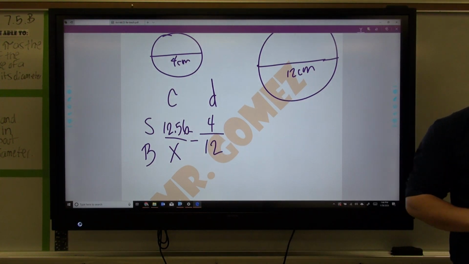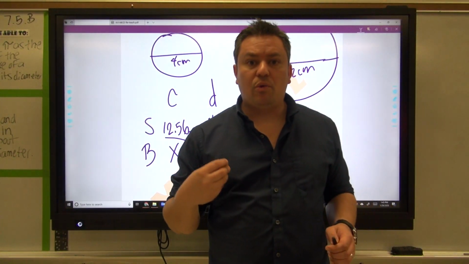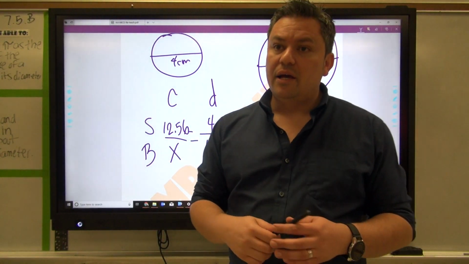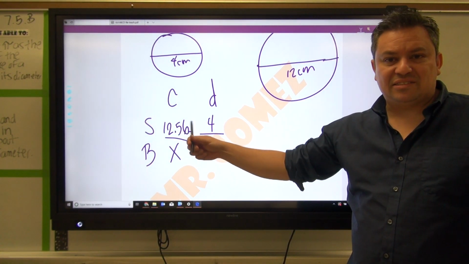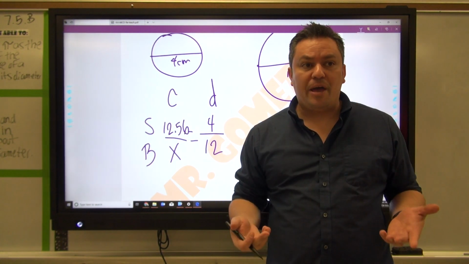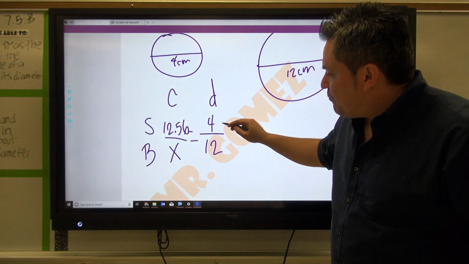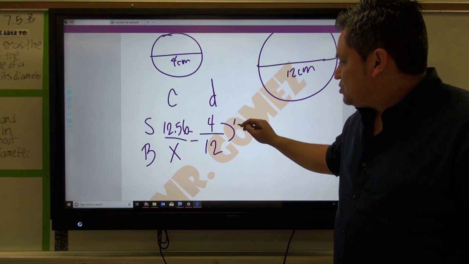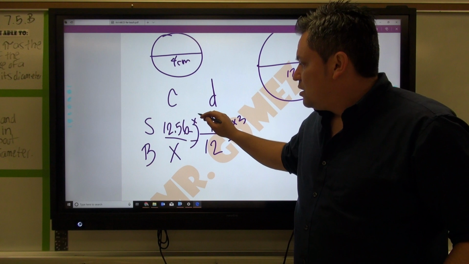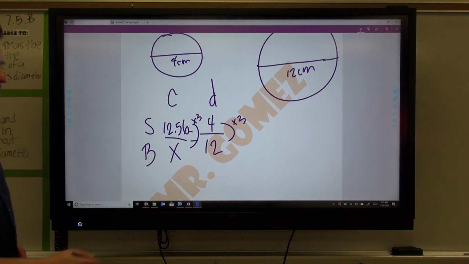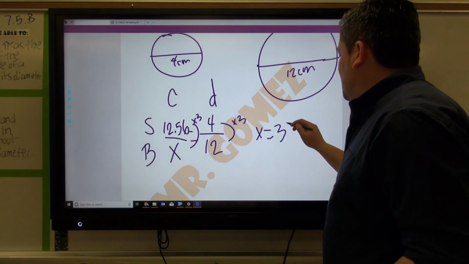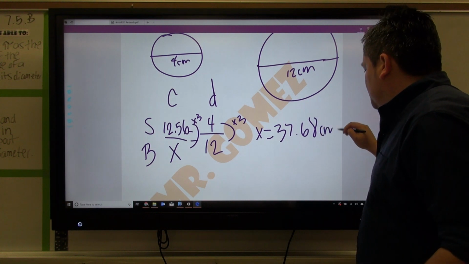So now before you do cross products, because this is one of the ones that require you to do cross products, before you do that, check and see. Can I multiply 4 times something to get 12.56? No. Not like literally in your mind. You can do it on paper, but it'll take a little while. Can you multiply 4 times something to get 12? Yes, 3. So if you multiply this times 3, you should get the answer. So if you multiply 12.56 times 3, you get 37.68. So x equals 37.68, and these are centimeters.